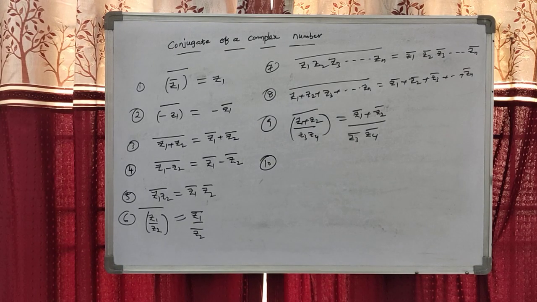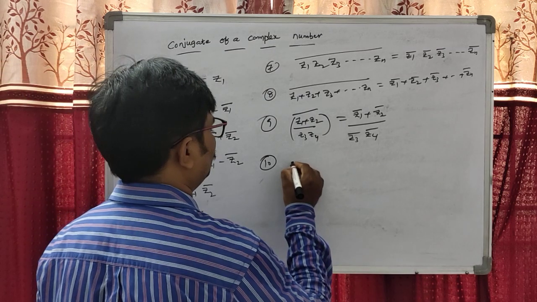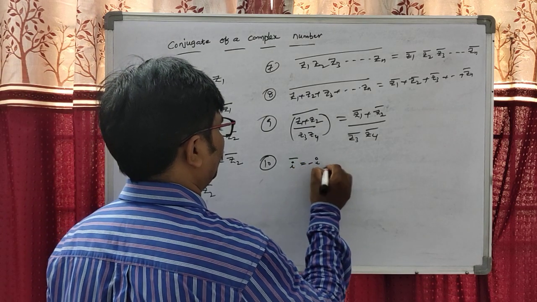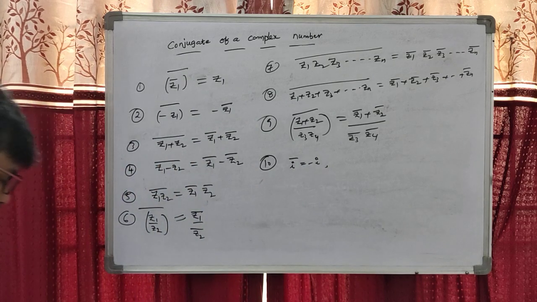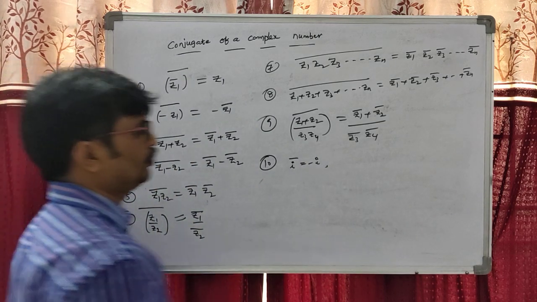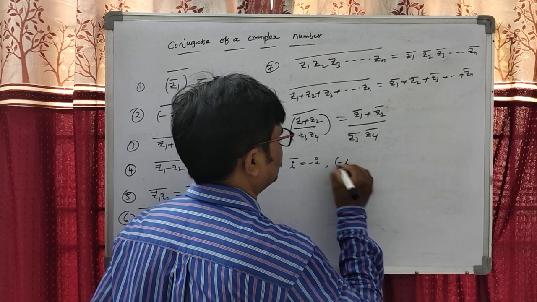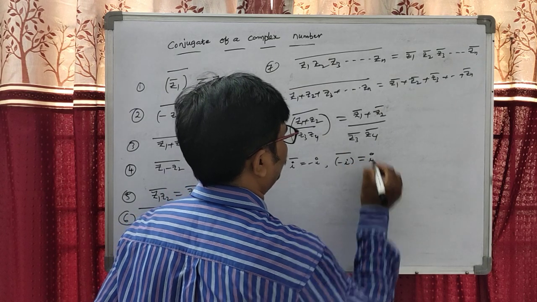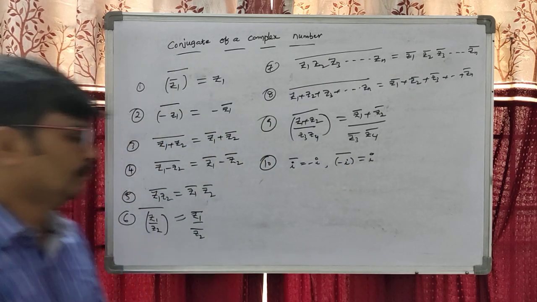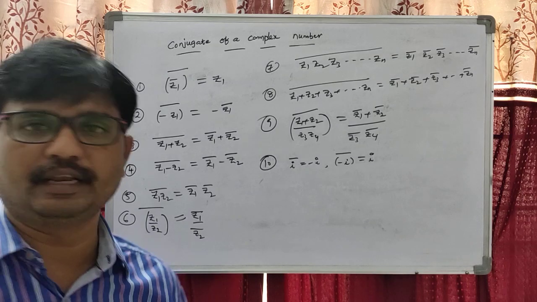Now the tenth one, students, is i bar. We can write i bar as minus i. Suppose the conjugate of minus i whole bar is plus i. You just have to take the opposite sign of the imaginary part.